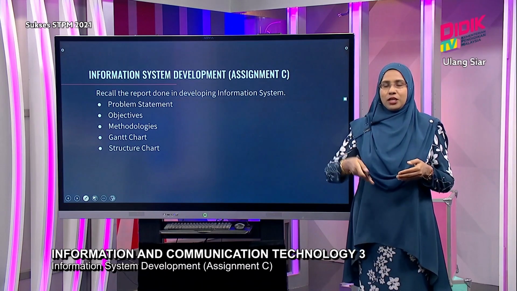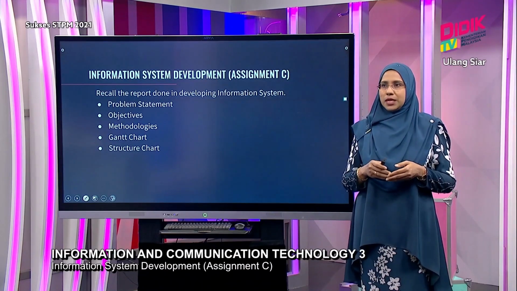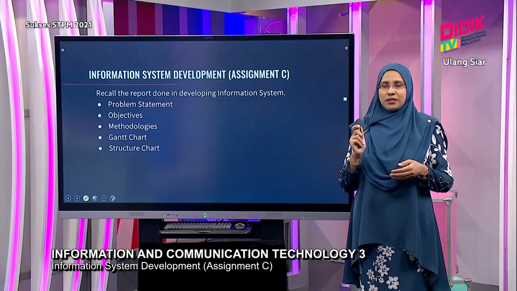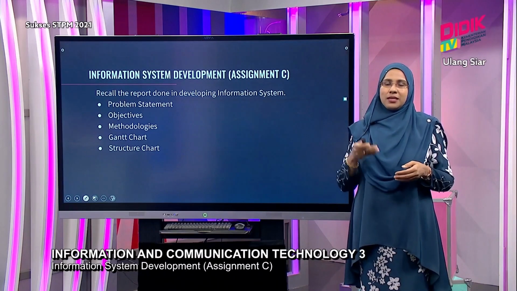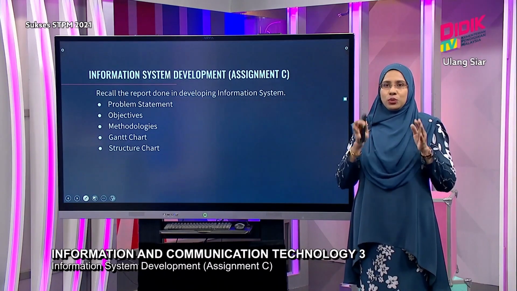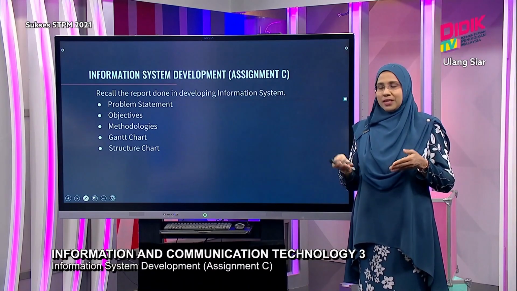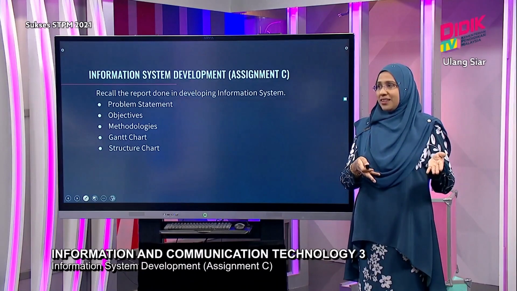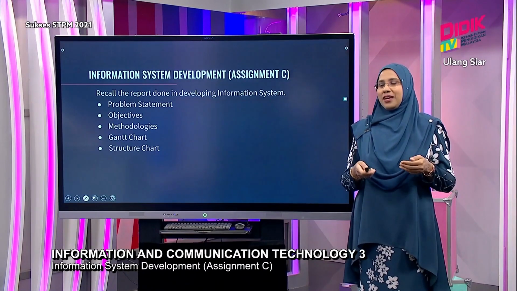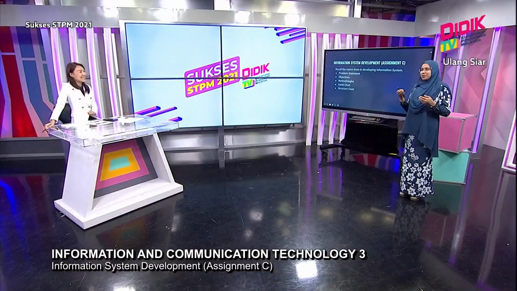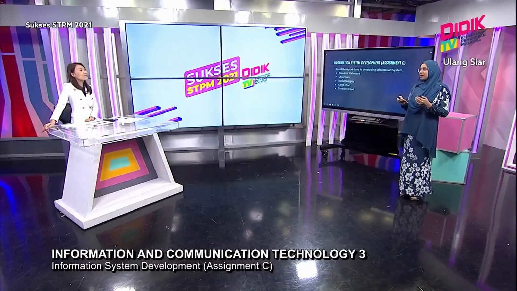So what have you done in your report? For example, problem statement, objective, methodologies, Gantt chart, structure chart. You have done these. Why do they ask in the exam? Because they want to make sure you did this assignment yourself. If you did it yourself, then you will remember what you have done. Correct? Because we know students nowadays are very smart. They might ask for help from outsiders to do the assignment because they have to produce an information system.